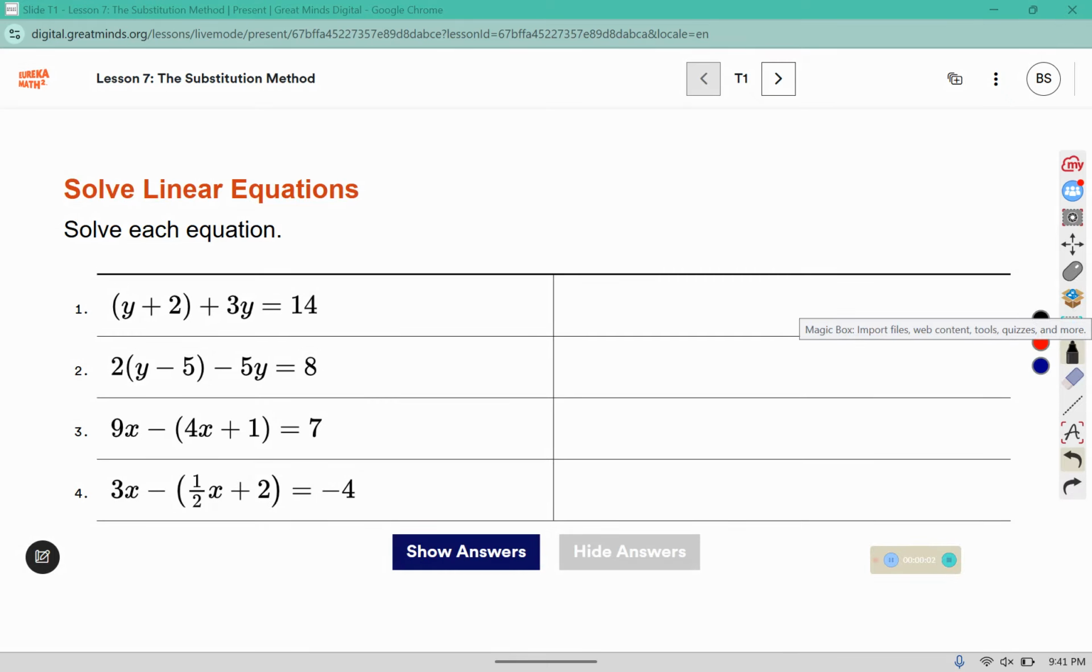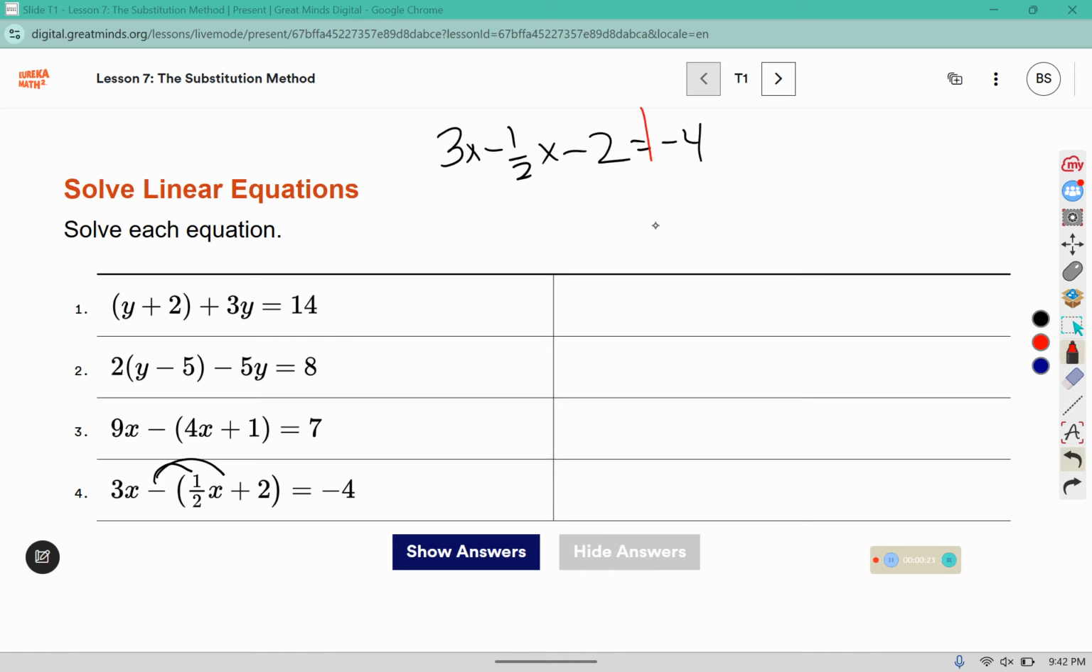Solve each equation. We can distribute a negative just like we distribute any other factors. So negative times 1/2 is negative 1/2, and negative times 2 is a negative 2. Then we're going to combine our variables and move our numbers to the other side.